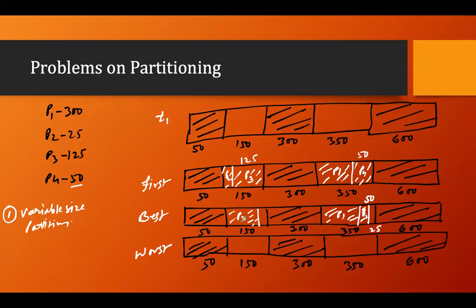125 has been used and only 25 is left. Now the next one is P4. It requires only 50. What memory do we have? We have 25 memory here and 25 memory here. Can we accommodate it here? No.